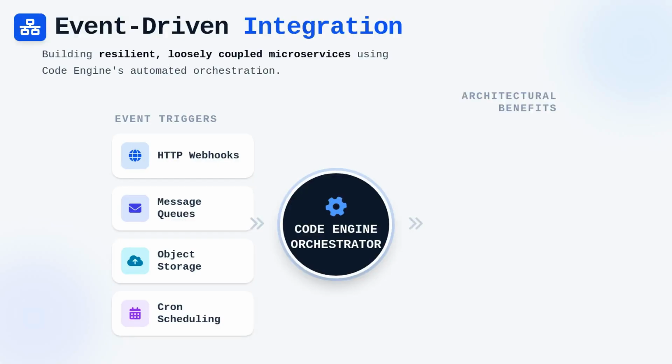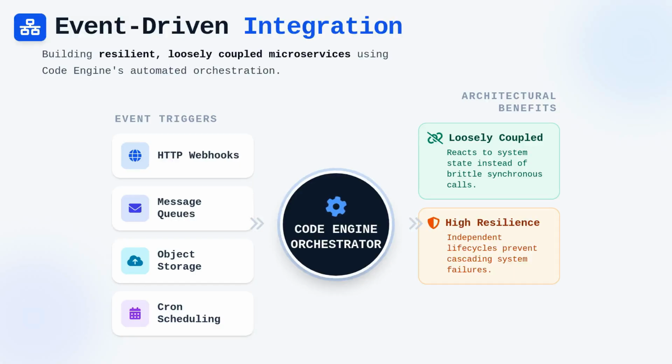This event-driven design facilitates the creation of loosely coupled microservices that react to the state of the system rather than relying on brittle, synchronous calls. Such architectural patterns make your software significantly more resilient to failures, as each component operates independently within its own lifecycle. You define the rules, and the platform manages the orchestration required to execute the tasks whenever conditions are met.